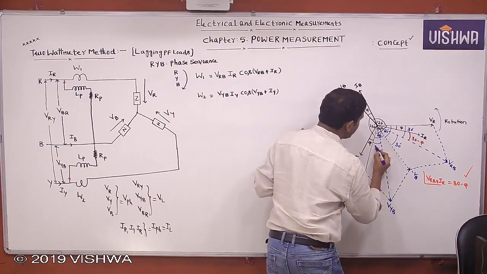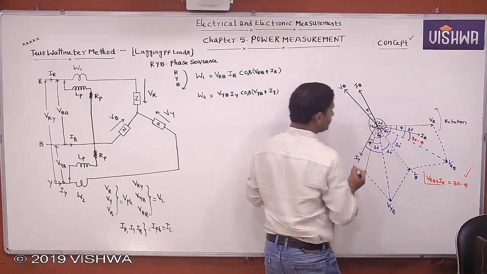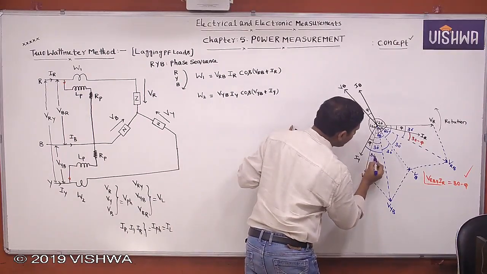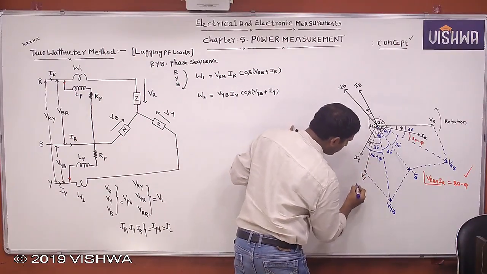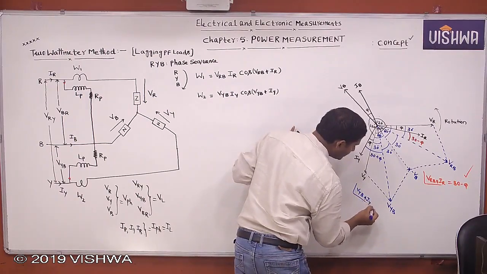Now, how much is this angle? This angle is 30. How much is this angle? This angle is also 30 degrees. But you want this angle. Then what is the angle between VYB and IY? 30 plus pi. Therefore, the angle between VYB and IY is 30 plus pi.